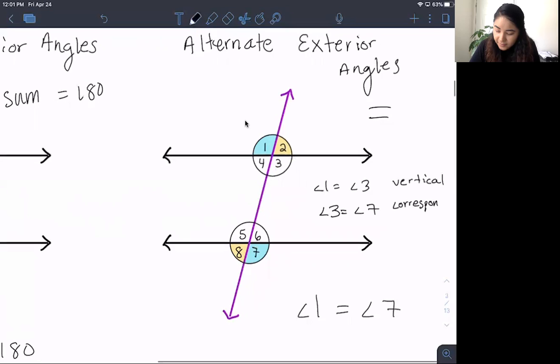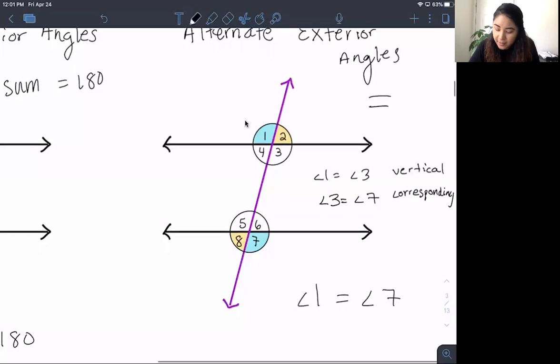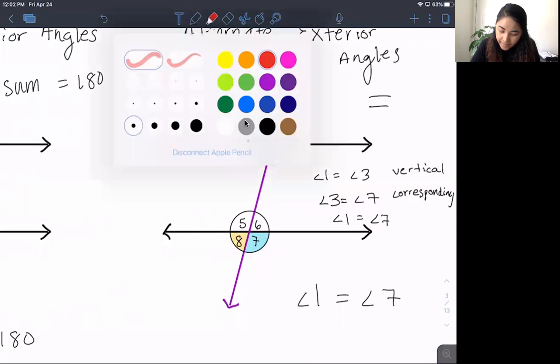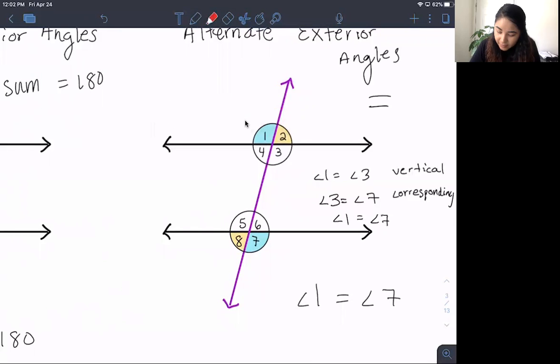So let's see if this is going to fit. It's not going to fit. Okay. So then we can say that angle 1 is equal to angle 7, right? Angle 1 equals angle 3, and then angle 3 equals angle 7. So angle 1, we can jump straight to angle 7. Okay. I'm just going to delete all of that.